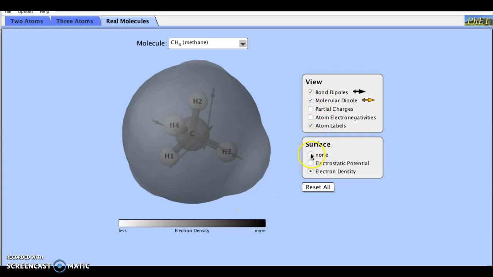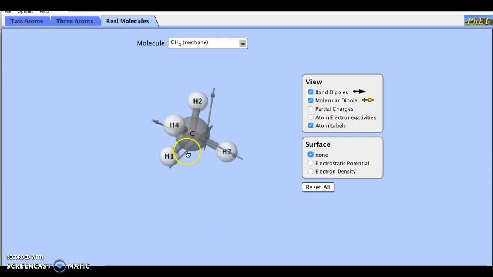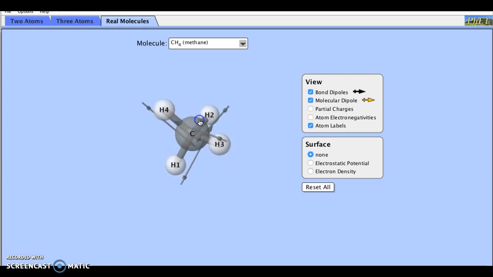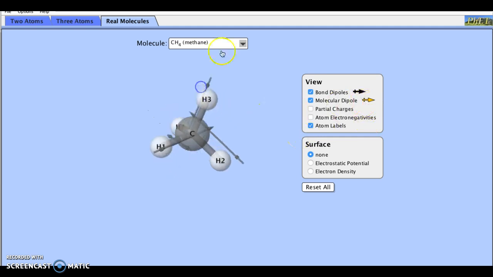So I can kind of see that these hydrogens, the gray is representing the bonds. The bonds are polar between the carbon and the hydrogen. Carbon pulls on those electrons more. But overall, it's going to be a cancellation. So this molecule, you don't see the yellow arrow. It's nonpolar. So this is a tetrahedral shape.